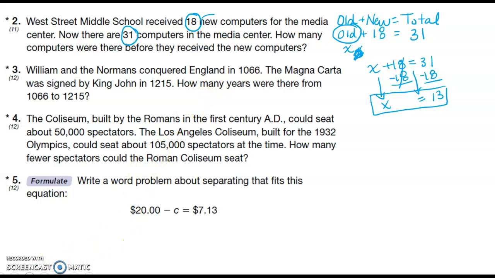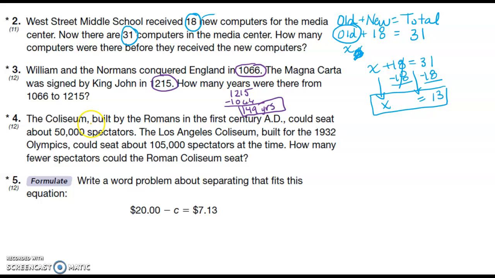Let me change colors. William and the Normans conquered England in 1066. Okay, that's great. The Magna Carta was signed by King John in 1215. How many years were from 1066 to 1215? So I'm going to subtract because I'm trying to find the difference. And it was almost 150 years. 149. All right, let's change colors.